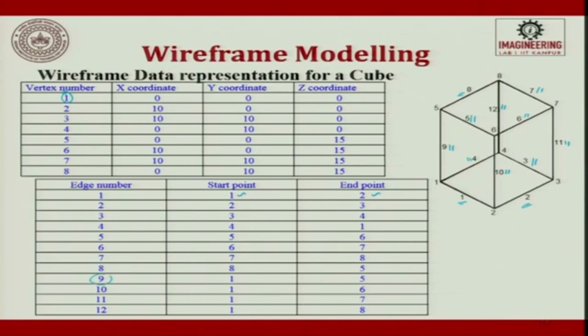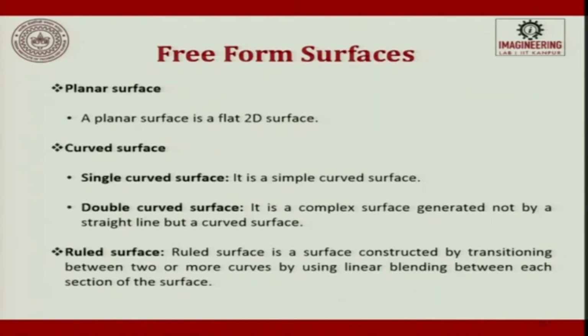Let us take an example of 9. Where is 9 here? 9 is here. So, the starting point will be 1 and the ending point is 5. Like this, the data is stored using the wireframe model.